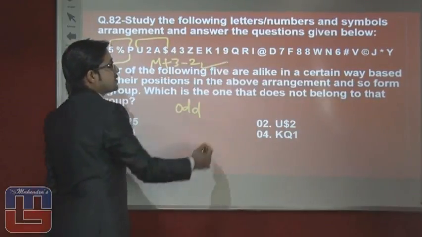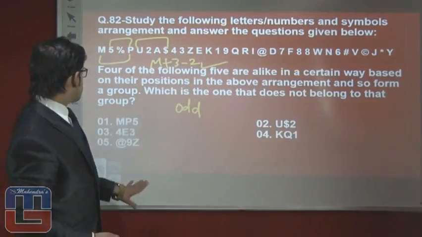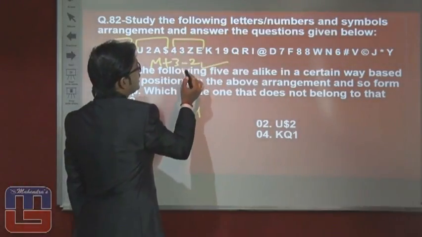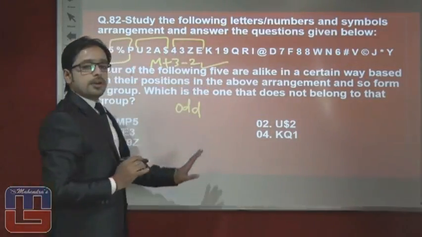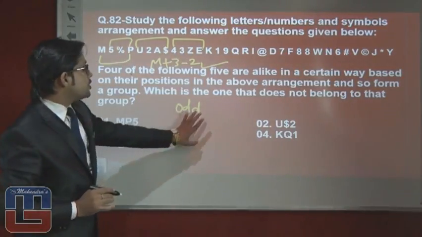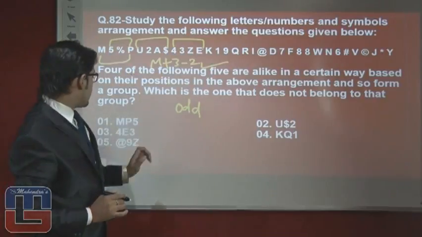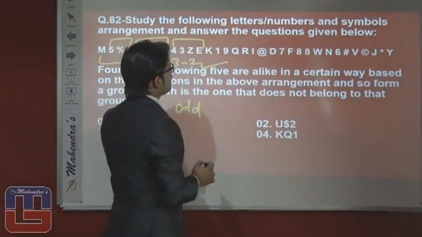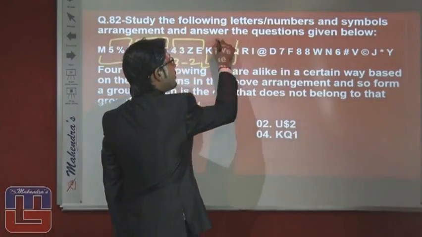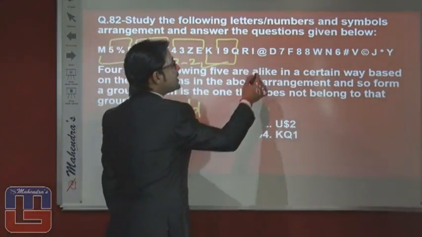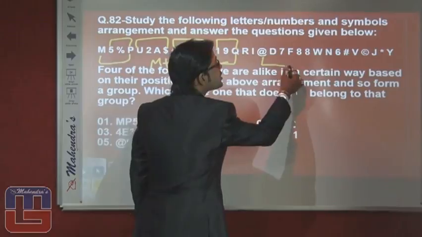U$2. Again, this is satisfied with this option. Next, 4E3. 4E plus 3. Again, minus 2. This option is also satisfied with this condition. AM plus 3, name plus 3 minus 2. Next will be KQ1. K plus 3 minus 2. Last, @9Z. @9 should be plus 3.